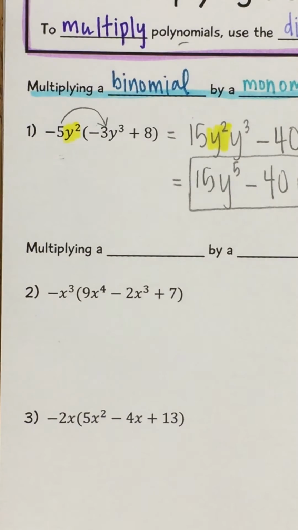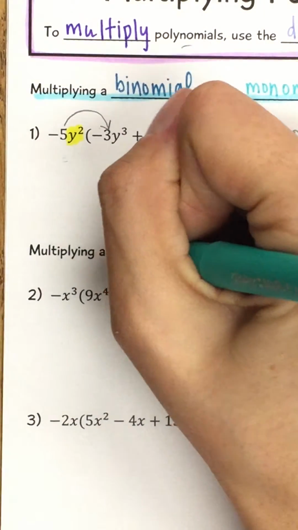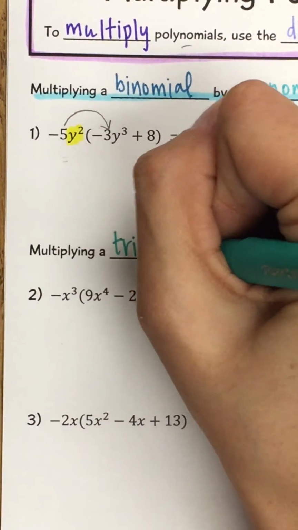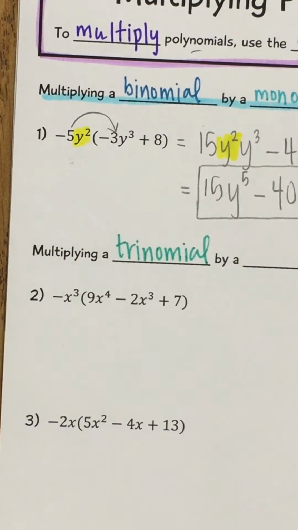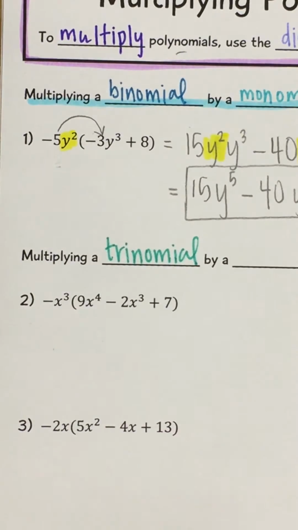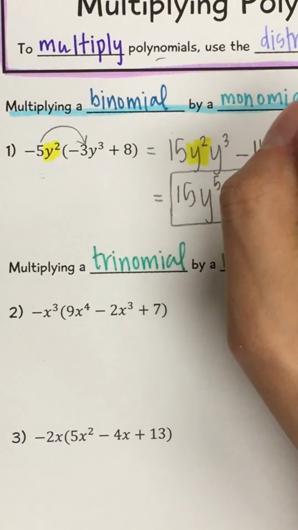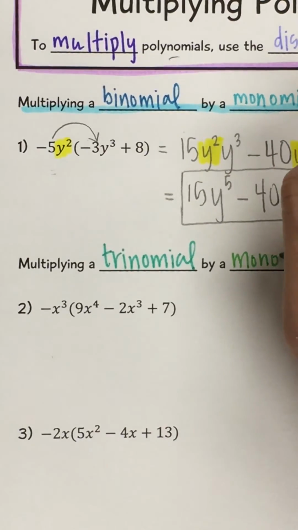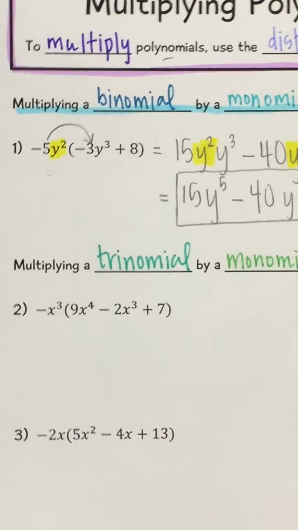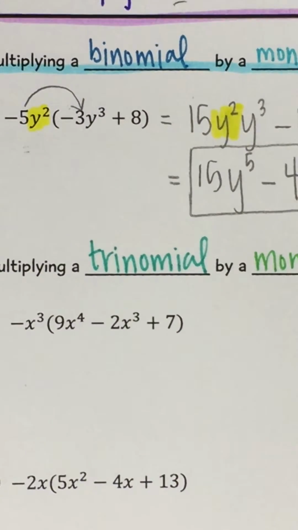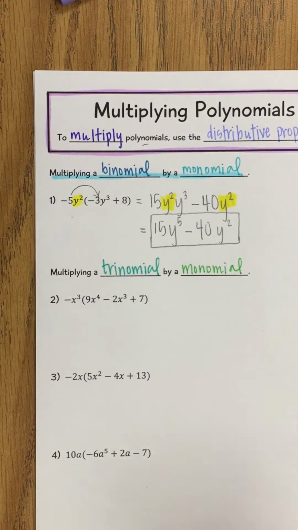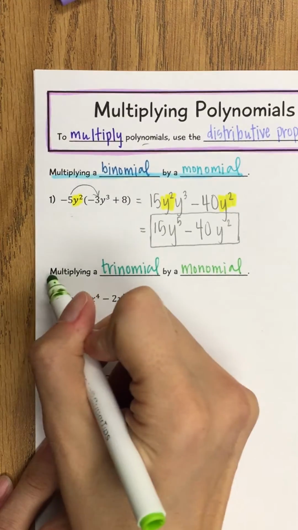So these blanks are, we're multiplying a trinomial by a monomial. I'm going to underline that one just like I did the last one. Oh, sorry, I will make it so that you can see that a little bit better.